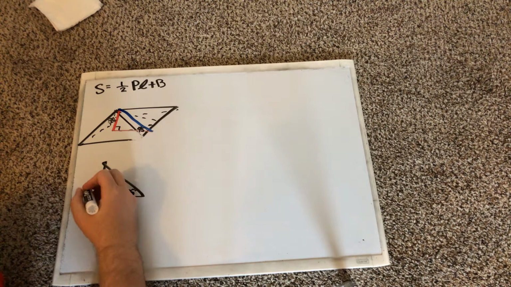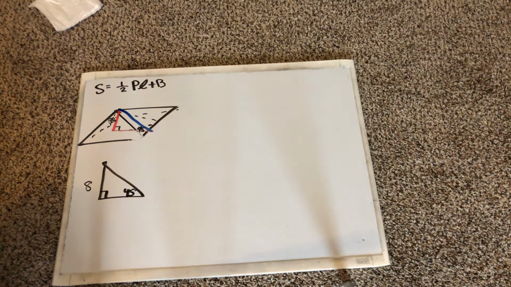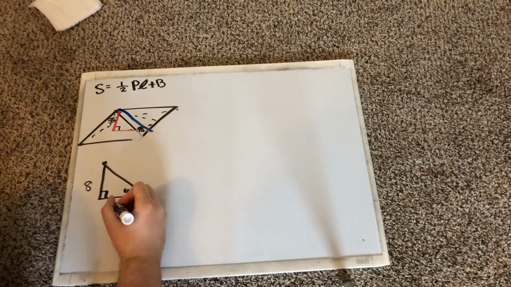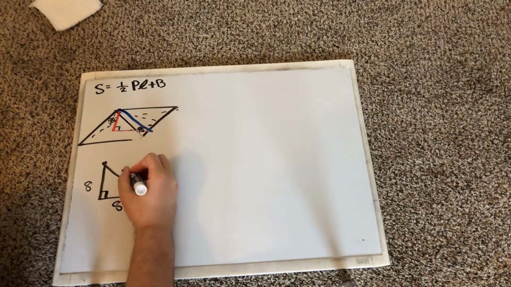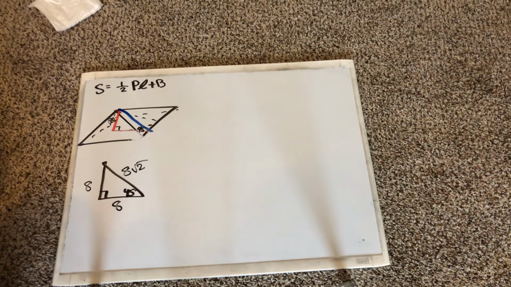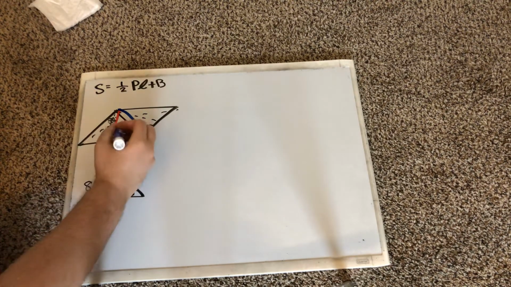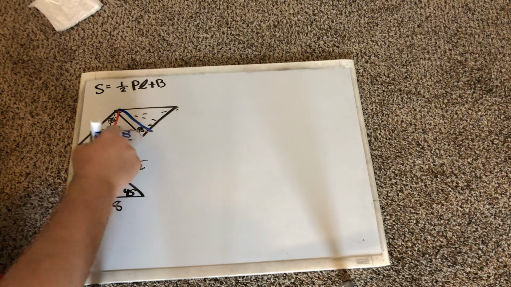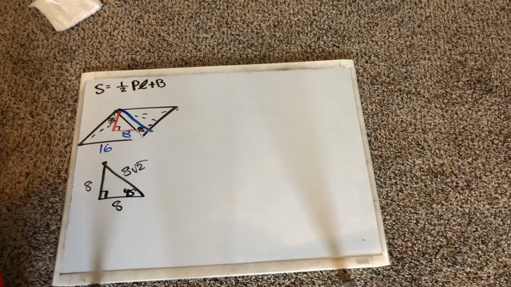45 degrees and 8. Well, if we remember from our triangle properties, 45, 45, 90 triangle, that's 8. This has got to be 8. This has got to be 8 root 2. So if we can label some stuff, that would be awesome. So if this is 8, this has got to be 8, which means this whole thing has got to be 16.